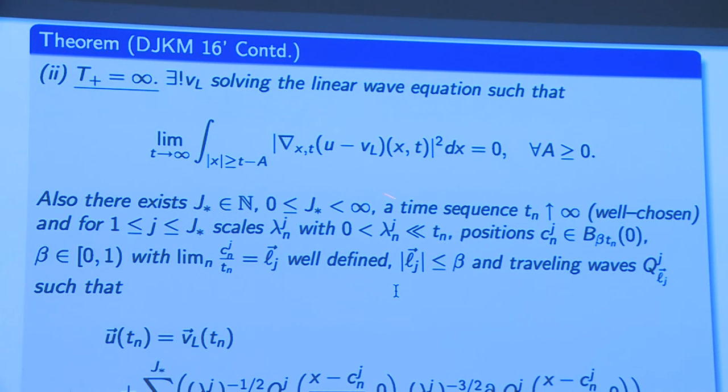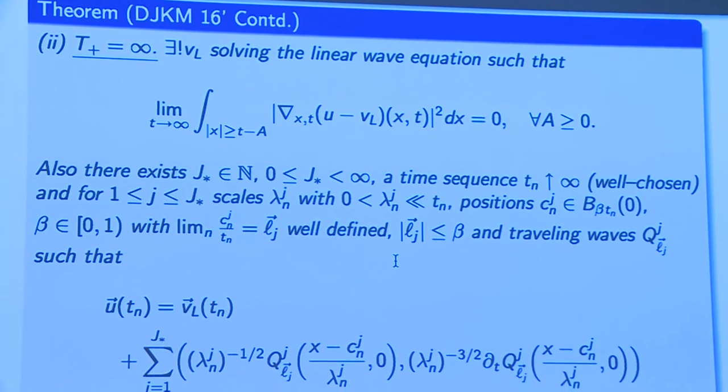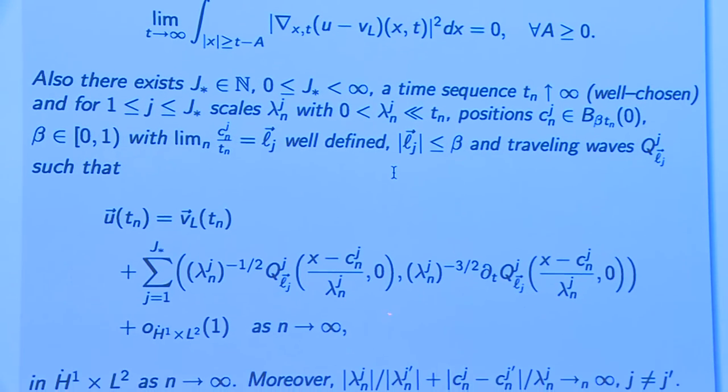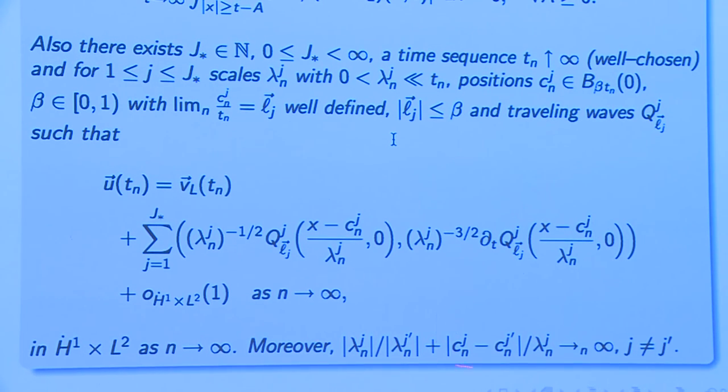Then I have scales, again faster than the self-similar rate, positions strictly inside the light cone, directions of traveling waves Lj strictly less than one, such that the solution is the linear solution, plus the sum of the rescaled traveling waves, plus an error that goes to zero, and again the traveling waves are decoupled. So this is a precise description of the asymptotics along this sequence of times. Okay?